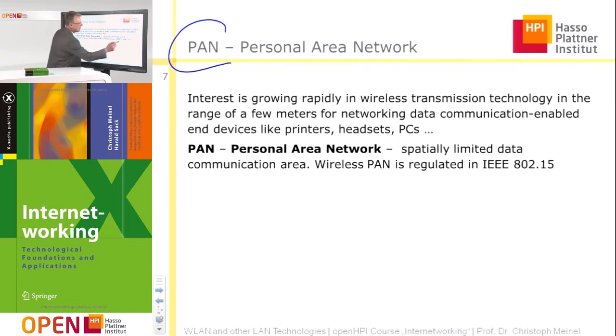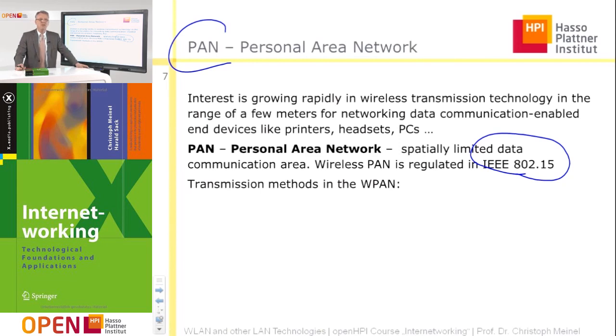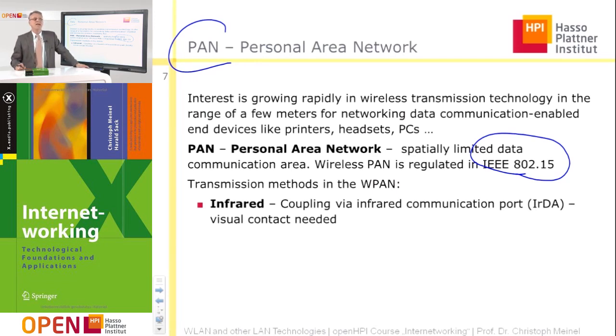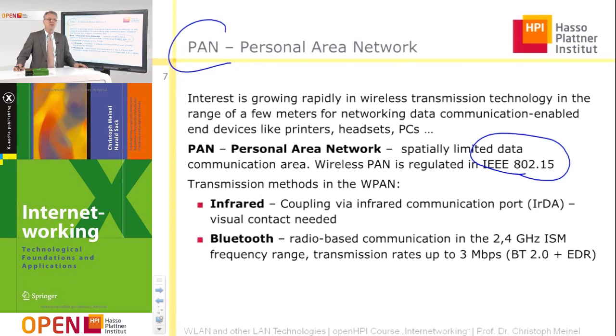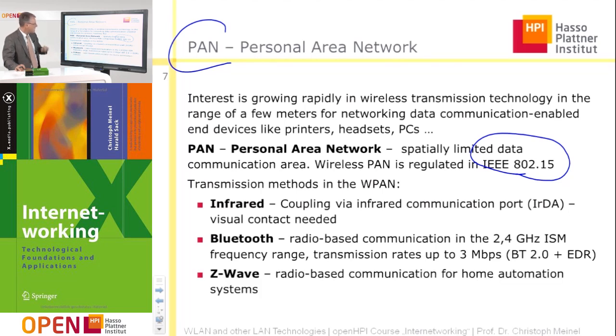The wireless personal area networks are regulated or standardized in the IEEE 802.11 standard. And there are different transmission methods in such wireless personal areas. We have infrared to couple infrared communication ports. What is needed here is a visual contact between the devices. We have the Bluetooth technology. It's radio-based communication in the 2.4 gigahertz frequency range. Here for the Bluetooth, we have transmission rates up to 3 megabits per second. And to mention some more, Z-Wave radio-based communication for home automation systems.